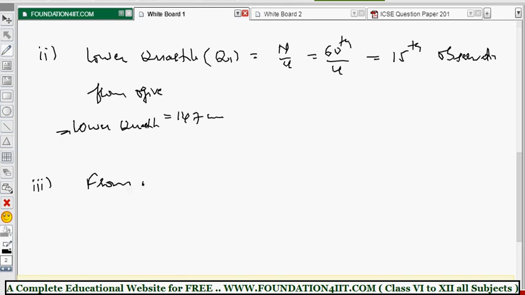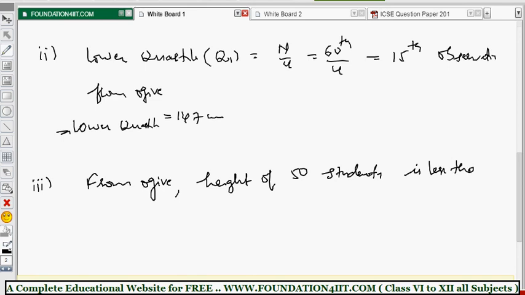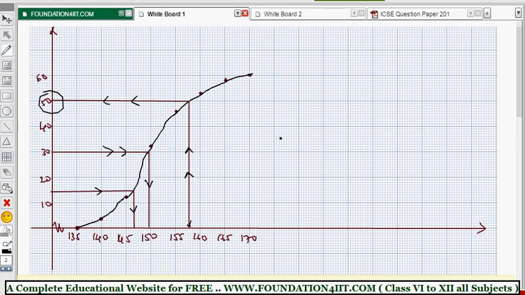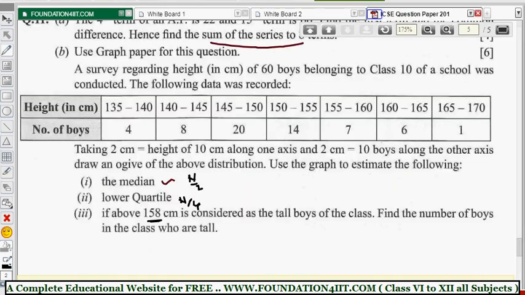So from the ogive, the height of 50 students is less than 158 centimeters. The number of boys in the class who are tall is equal to the total, 60, minus 50, so 10. So 10 boys are the overall tall. Based on the graph, we can make it easy. If you draw the graph, then only we can solve this. So this is question number 11.